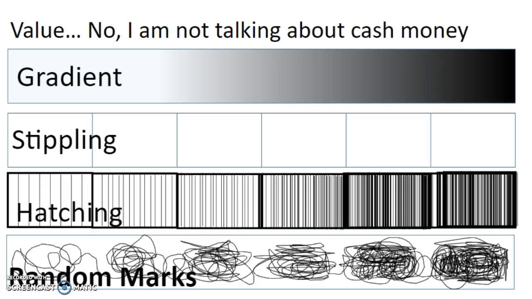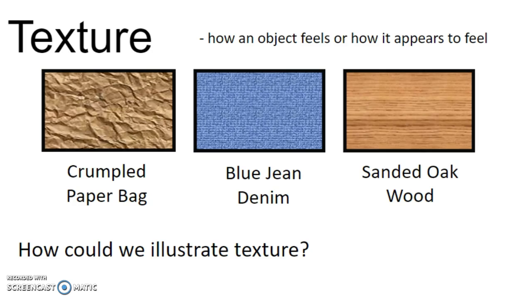Now there are different techniques. You can create a smooth shade or a smooth value change using a gradient. You can use stippling, which is using dots. As the dots get closer together, the value becomes darker. Similar to hatching, as the lines are separated, it becomes lighter, but as you move the lines closer together and create more lines, the area becomes darker. The same can be said for random marks.